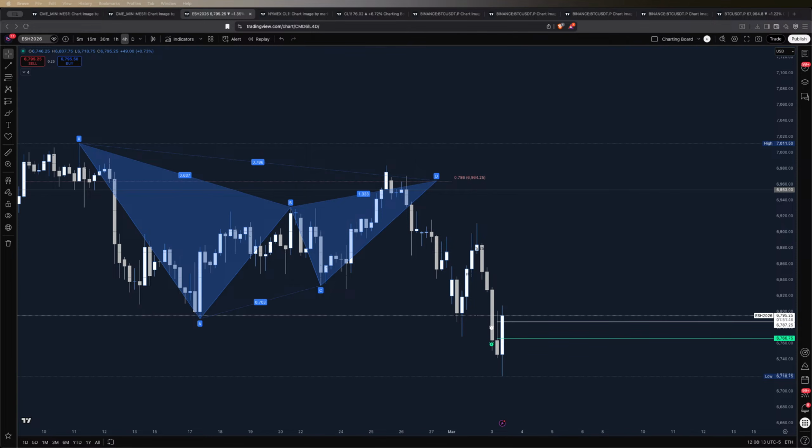Therefore, let's pay attention to what the idea was following the previous week for our technical proposition on the S&P 500.